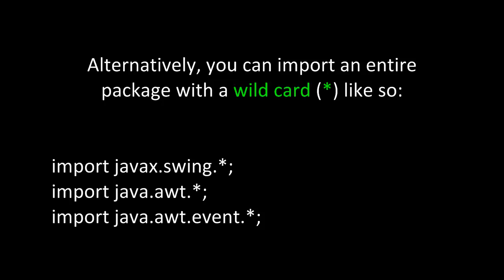As an alternative to importing components one at a time, you can import an entire package with a wildcard, which is the asterisk, like so. Import javax.swing.*, import java.awt.*, and import java.awt.event.* for event handlers from the Abstract Windows Toolkit and Swing packages.